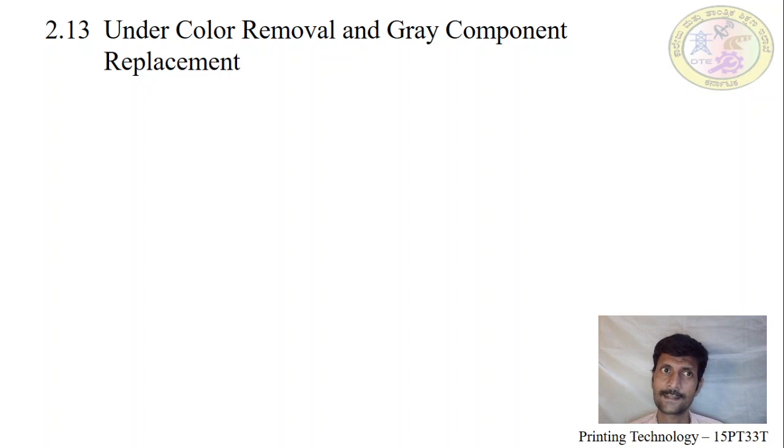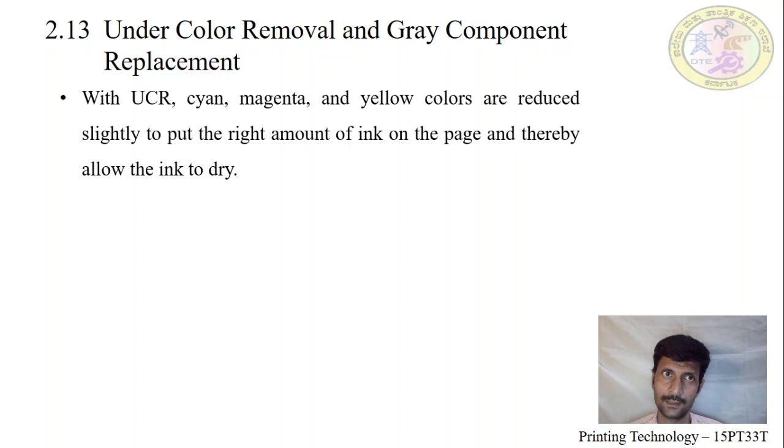Now we will understand what undercolor removal is. It reduces the cyan, magenta, and yellow color, putting the right amount of ink onto the gray or black ink separation, for color formation on the page. Therefore, it reduces the cyan, magenta, and yellow ink, and finally, it allows the ink to dry on the surface quickly.